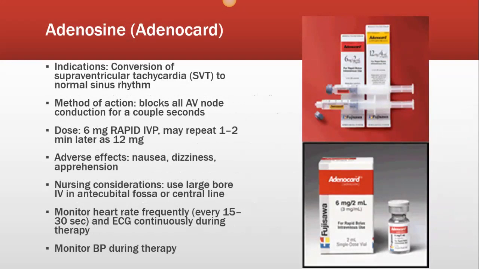When we're giving it as nurses, we obviously want to make sure we're giving it in a large bore IV, like in the antecubital or a central line, monitoring the heart rate frequently. I mean, they've got to be on the monitor, checked every 15 to 30 seconds, and we're doing that ECG continuous to see what's happening, because they're going to flatline on us. And it's given IV push with the 3-way stopcock. We've got to give it fast. This is one of the few meds that I can think of that I would ever push fast, but this is one that we do it because they flatline and then it converts back over to normal sinus. And so besides the heart rate, obviously the BP we're looking at and how the patient's responding.